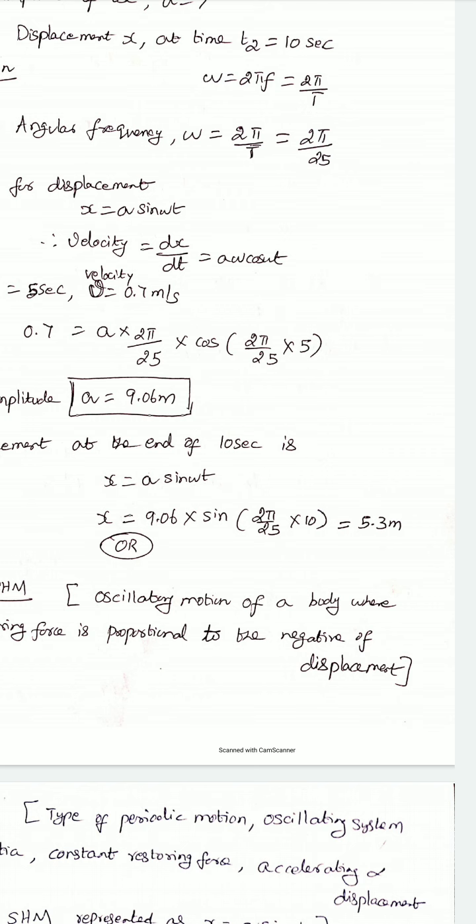Then the second question, 2A: define simple harmonic motion, mention the characteristics of SHM and give one example.